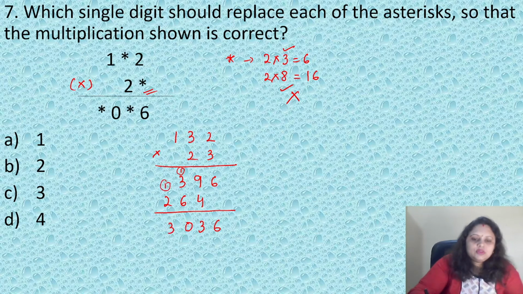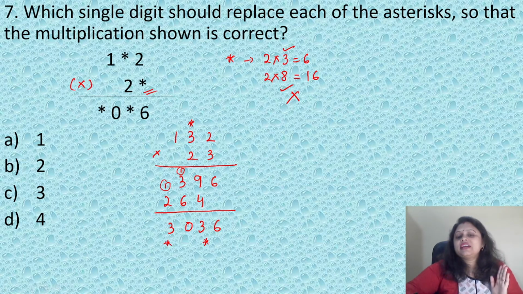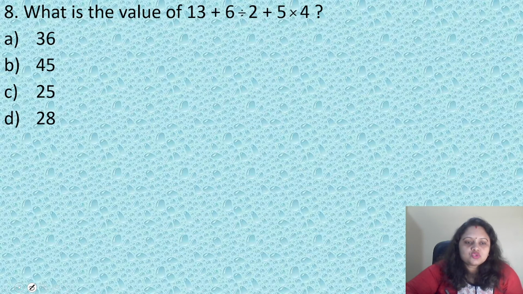3 3 0 3 6. So here an asterisk mark is there, then finally here an asterisk mark is there, here an asterisk mark is there. So it can be clearly seen that in every asterisk mark here 3 is present. Okay, so the correct answer is option C, that is equal to 3. Okay, let's move to the next question.